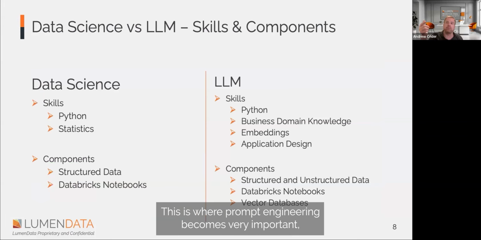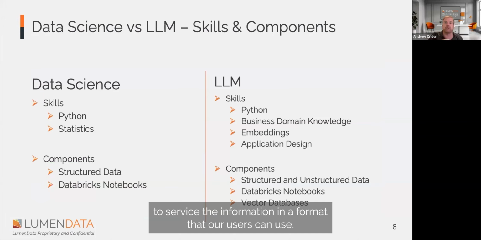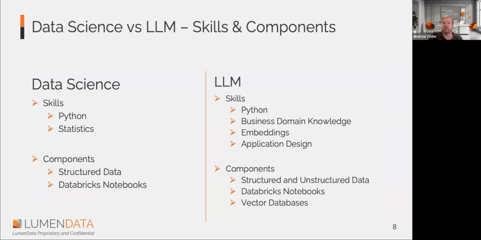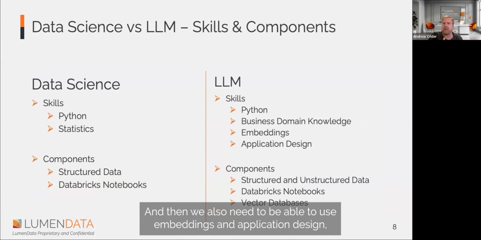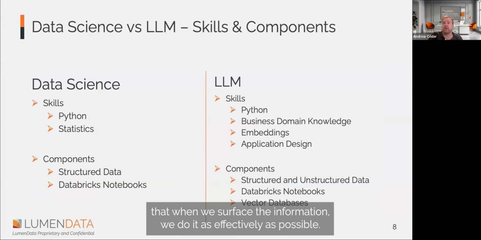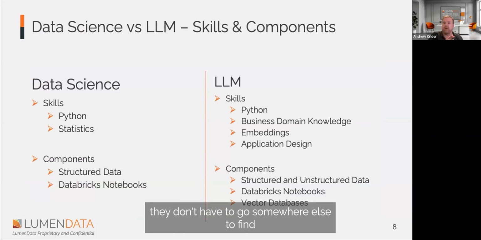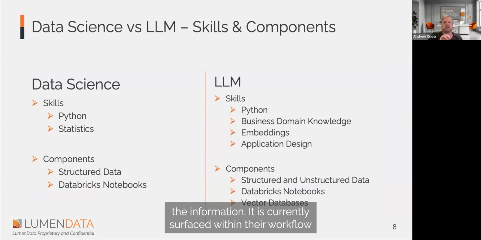This is where prompt engineering becomes very important so that it allows us to properly build the prompts to surface the information in a format that our users can use. And then we also need to be able to use embeddings and application design because we want to make sure that when we surface the information, we do it as effectively as possible. And often that involves building in modules or screens into our web-based SaaS applications so that our users don't have to think. They don't have to go somewhere else to find the information. It's currently surfaced within their workflow.